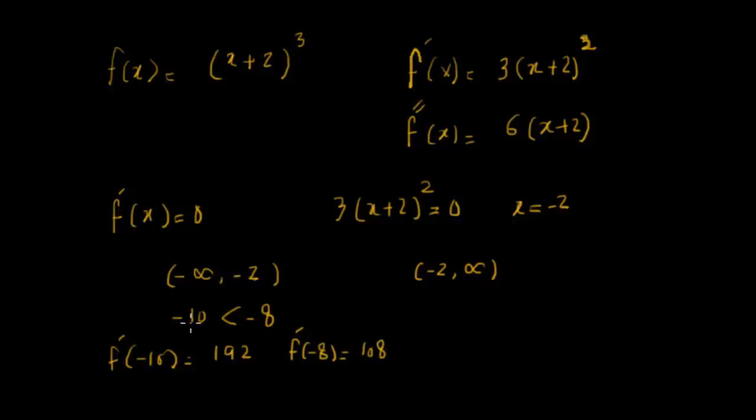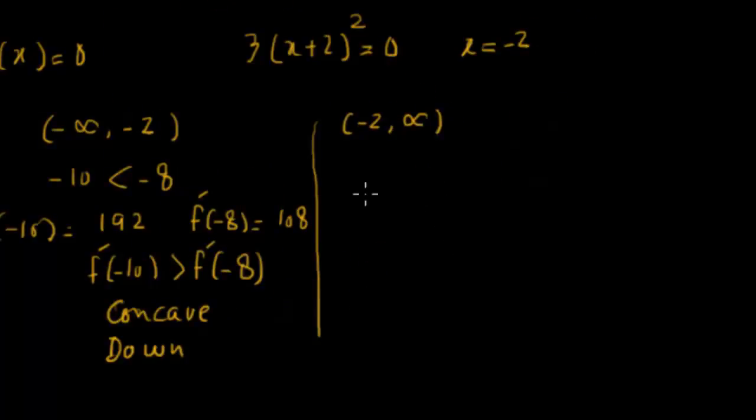As you can see, when -10 is less than -8, f prime of -10 is actually greater than f prime of -8. What does that tell you? The derivative is decreasing. So that means it is concave down.